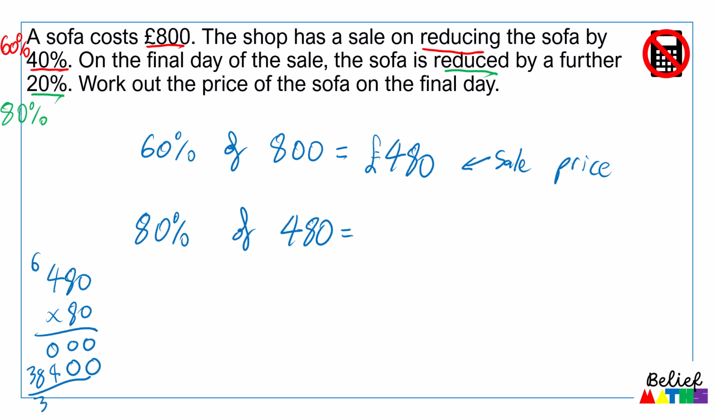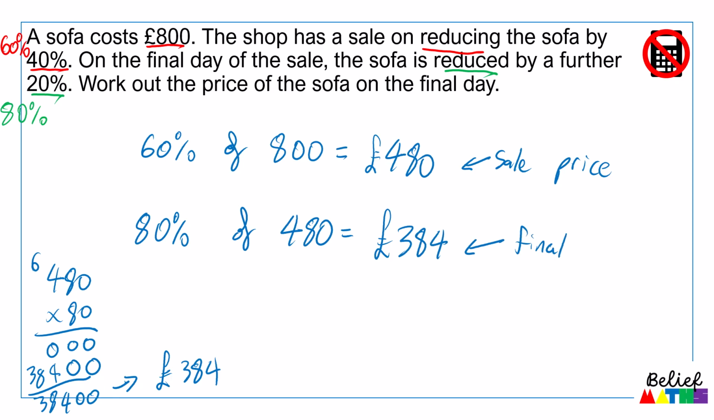Then we get 38400, which when we divide by 100 gives us £384. So 80% of 480 is £384, which is our final day price. And that's our answer. So we found our 60% or our 40% and took it away, and then we reduced it again by our 20% of our new amount, and we ended up with our final price of £384.